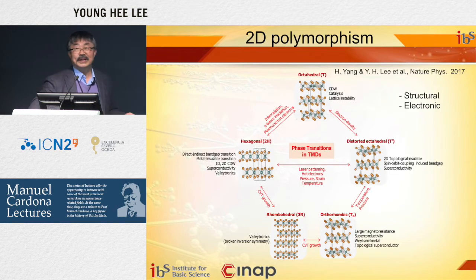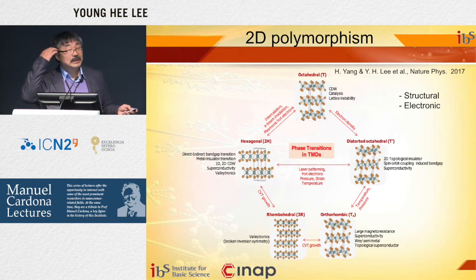Another interesting phenomenon that you can look at in 2D materials is what we call polymorphism. In 2D materials, there are many phases that you can control, like hexagonal 2H, which is a semiconducting phase. And you can have this 1T phase, which is metallic. And you can have this distorted octahedral phase, which we call the 1T prime phase. This is also a very interesting phase.